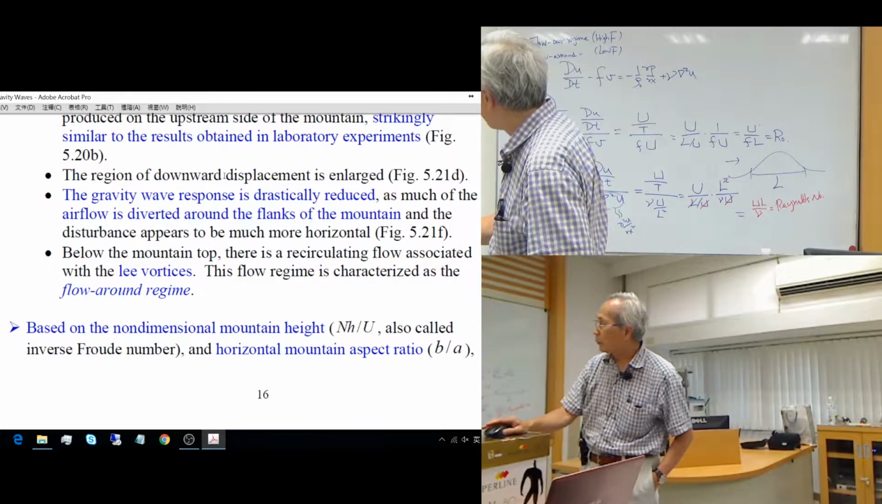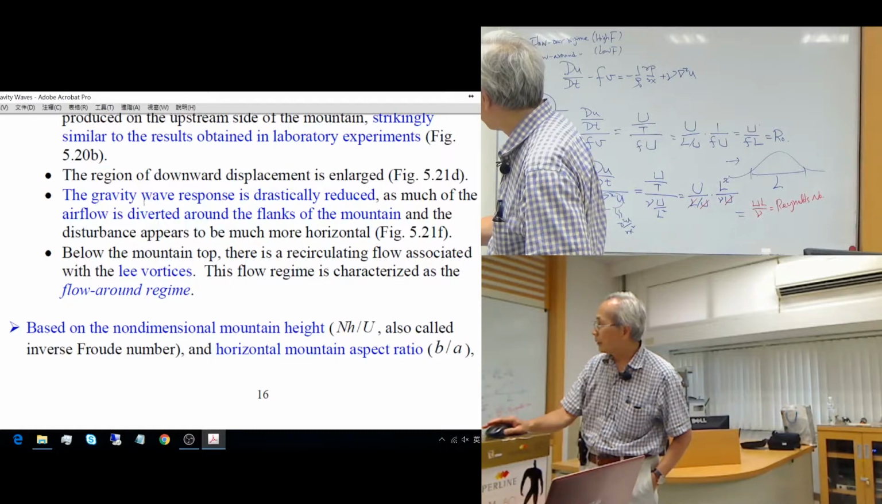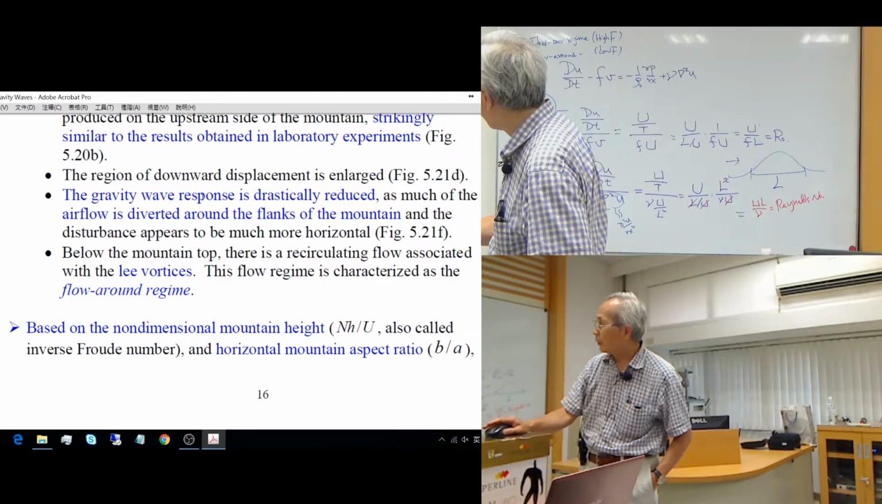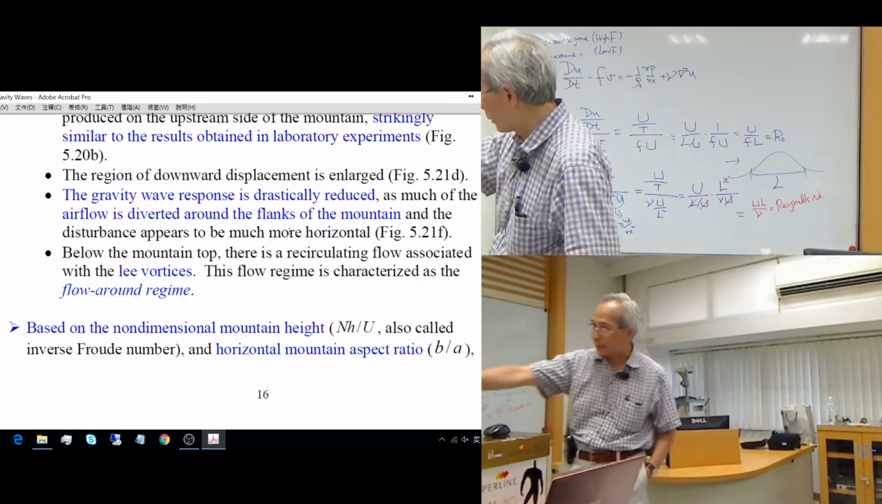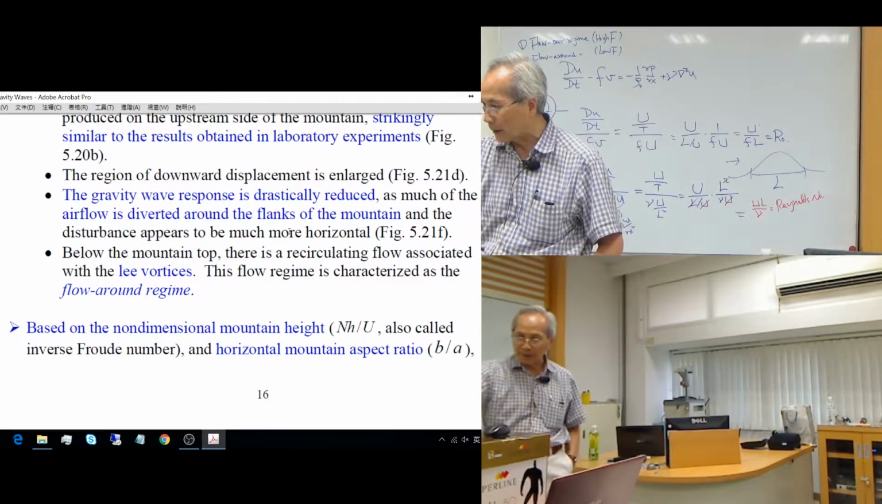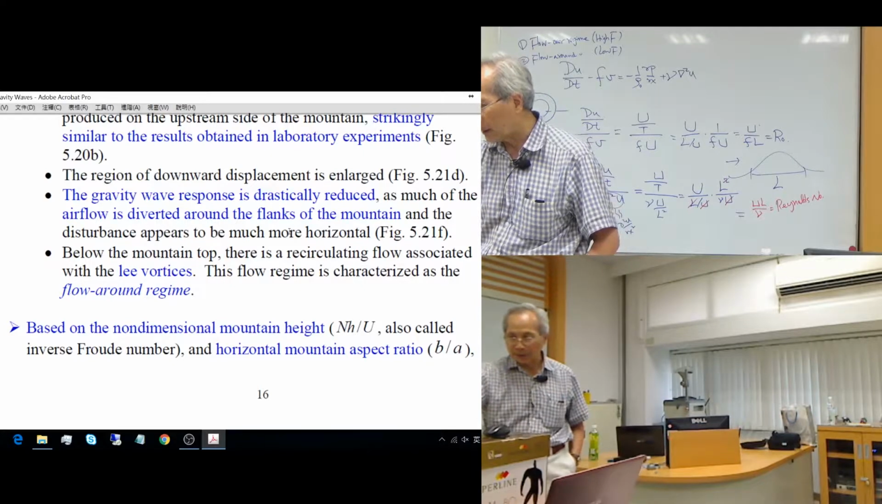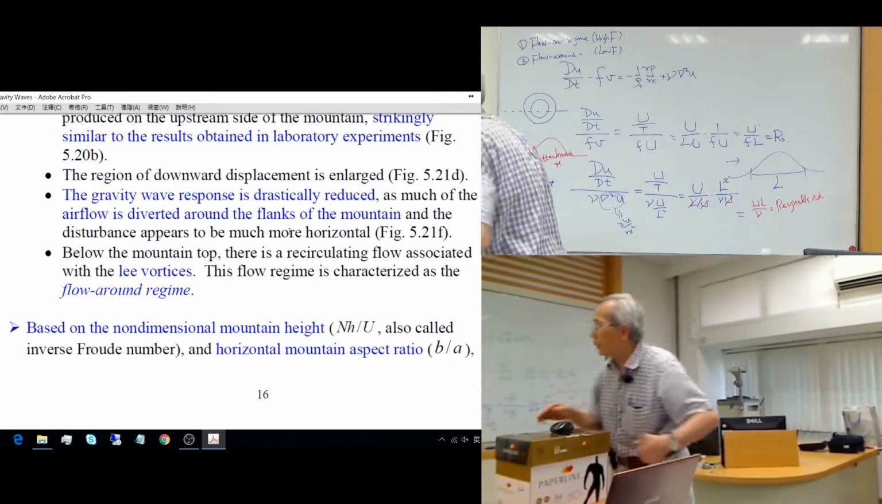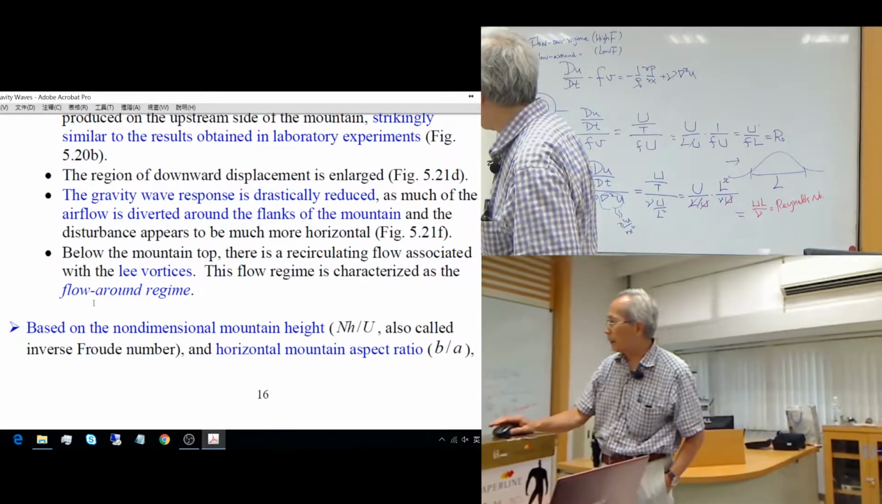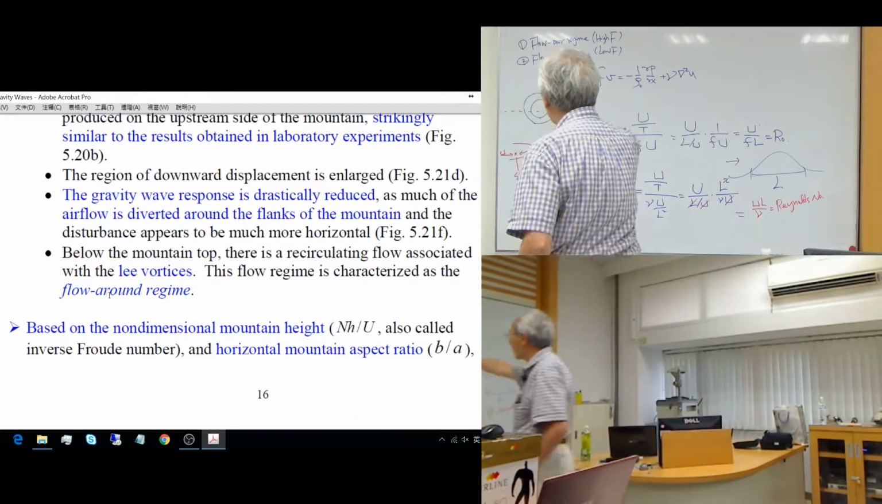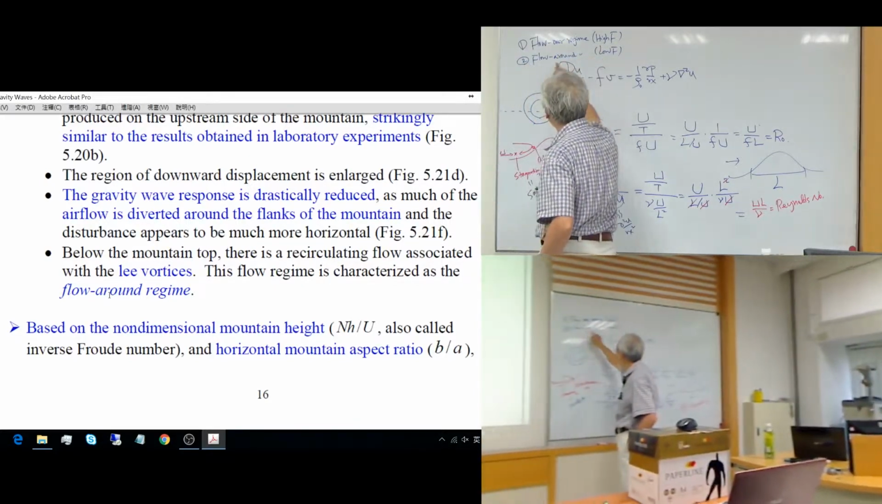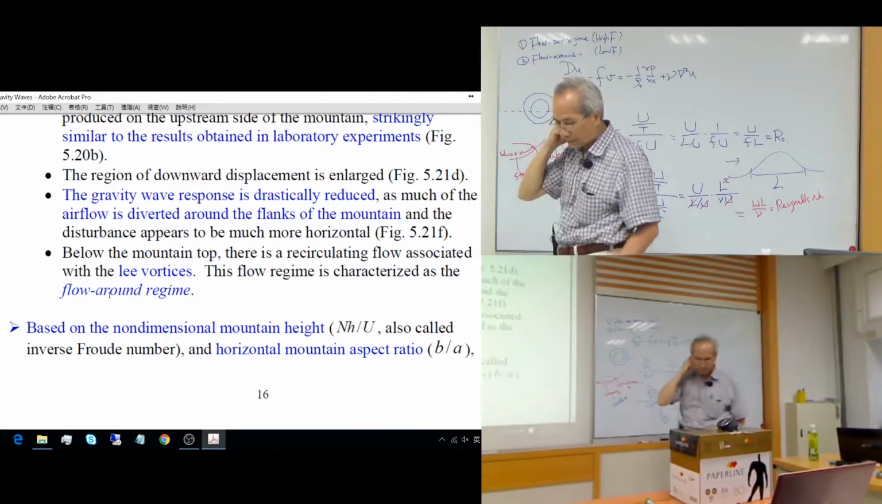And the region of downward disturbance is enlarged. The gravity wave response is dramatically reduced, so you don't have much flow disturbance above the mountain, and the flow goes around. So you have two regimes. This is the flow-around regime, the second regime, low flow number. This is the high flow number regime.